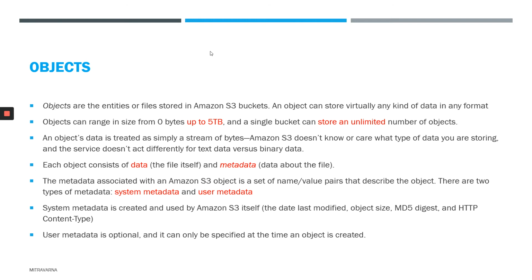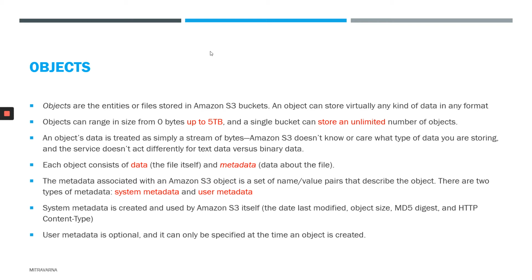Okay, let's move on. So next one is objects. What do you mean by objects? Objects are entities. In the previous topic we have seen about entities, identity, resource, principals and all, right? Entity is nothing but a resource object which is used to identify and group. So objects are entities or files stored in Amazon S3 buckets. An object can store virtually any kind of data in any format. Objects can range in size from 0 bytes up to 5 terabytes, and a single bucket can store an unlimited number of objects.